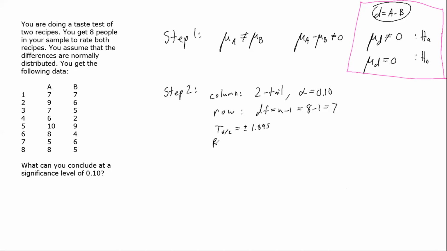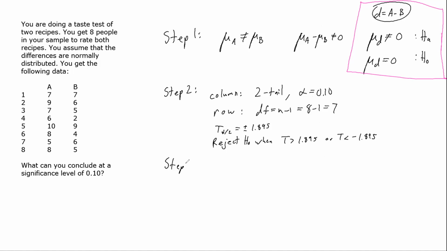All right, so what are we going to say? We're going to reject the null hypothesis when T is greater than 1.895 or T is less than negative 1.895. Okay, so that's step 1 and step 2. In step 1, we have to think about how we write the claims. Step 1, like I said, is the most different from last week. Step 2 is not different from last week. Step 2 is exactly the same as last week.